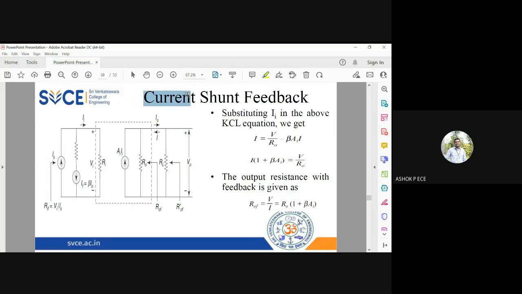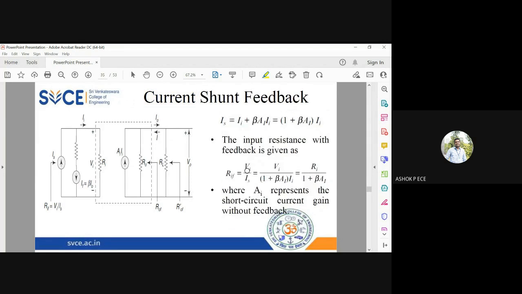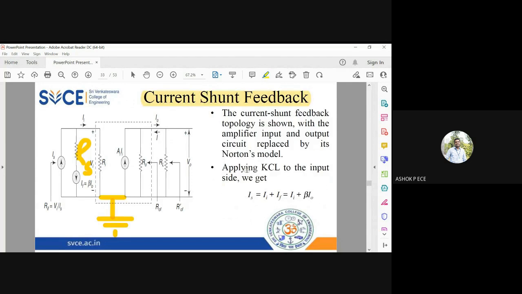current, which will be the same, in series. So on the output side the resistance will increase, and on the input side the resistance will decrease. Is it clear? See, I say once again, current shunt feedback: on the output side the current will be the same, in series. In series, resistance will increase. So in current shunt feedback, the output side resistance will increase.